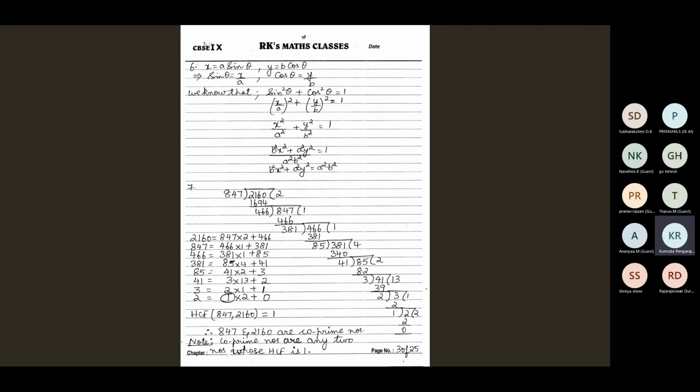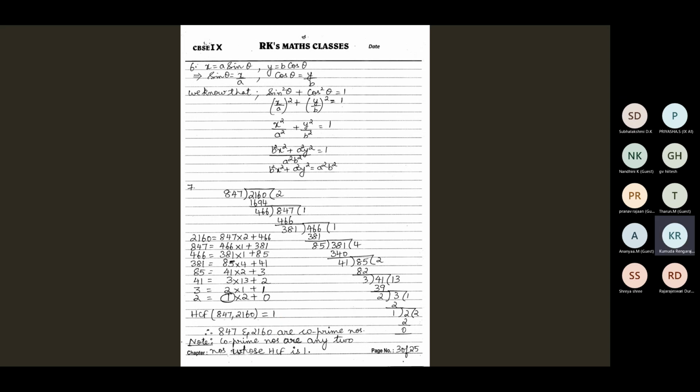You can just do this division and the last non-zero remainder is the HCF. This is the zero remainder. The last non-zero remainder is the HCF. So since the HCF of the two numbers is 1, the given numbers are co-prime.